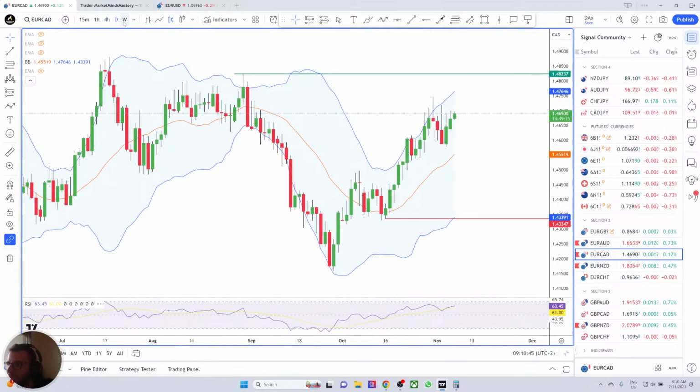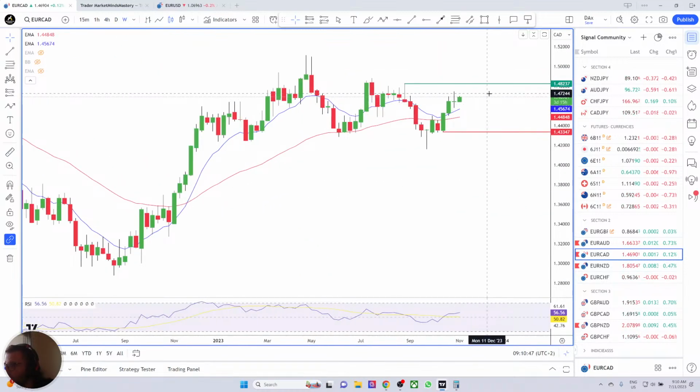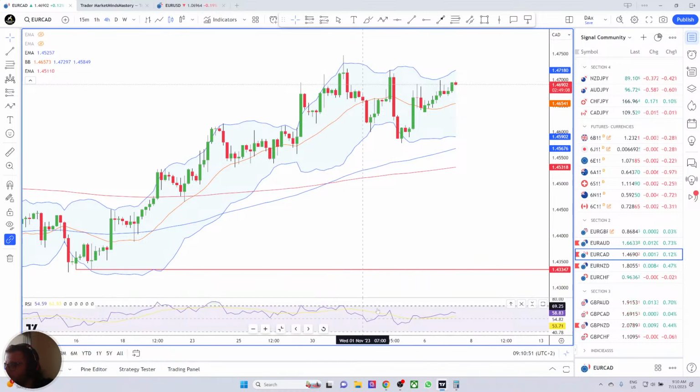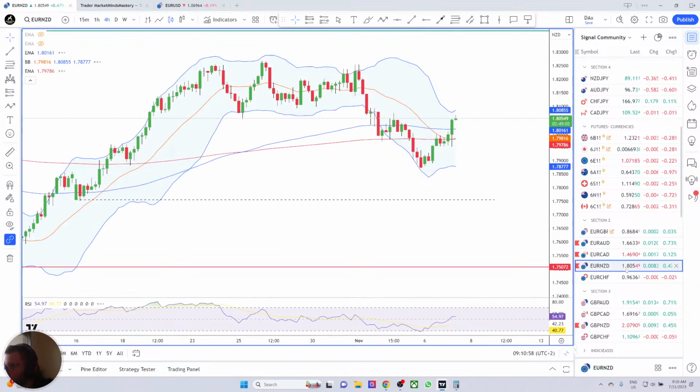EuroCAD, I can see some weakness coming in here. Let's see when the price touches the upper band what it's going to do. And Euro New Zealand, the last one for today on the currencies, it's trying to come all the way to the upper band.